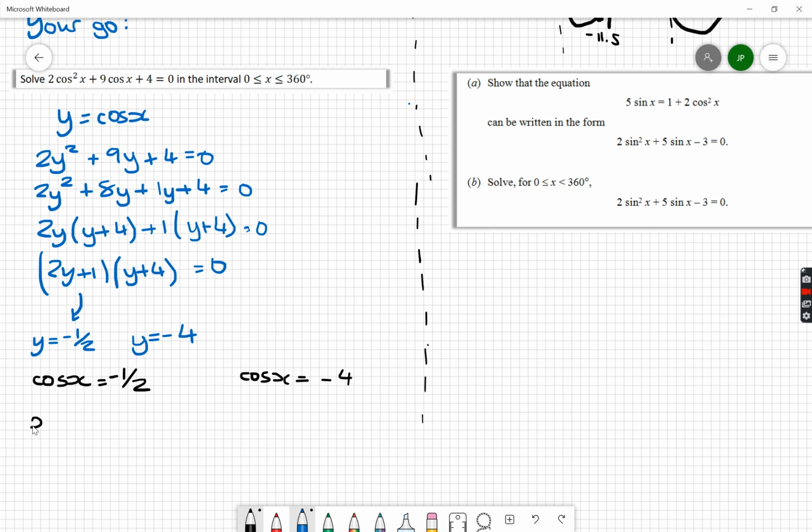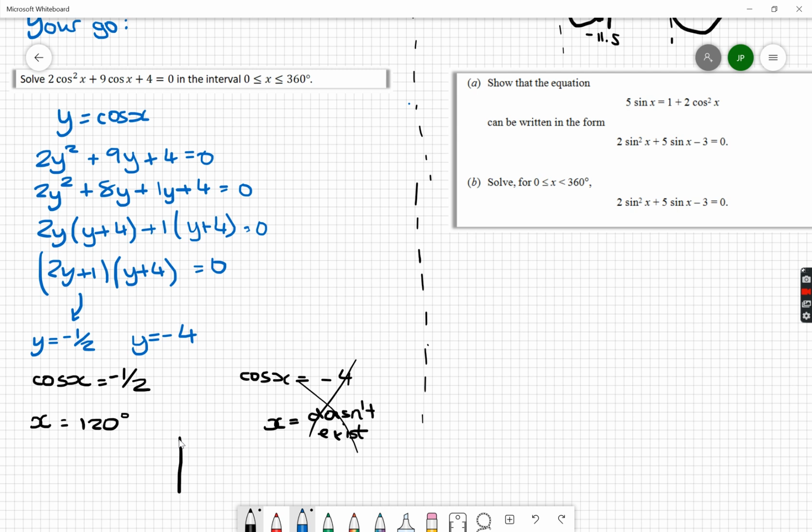Find the principal values first, so I can inverse cos both sides. When I inverse cos the first one, cos to the minus 1 of minus a half gives me 120. If I try and inverse cos minus 4, I do not get a solution, so x doesn't exist. Always worth putting that in so that you're showing your understanding. So that can be disregarded. The only one I'm interested in is cos x equals minus a half.